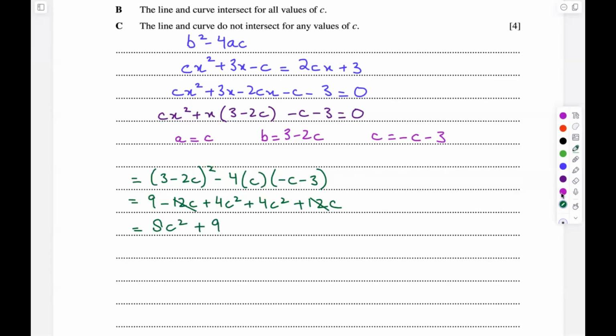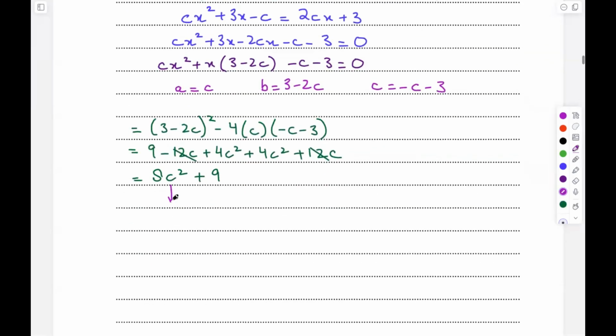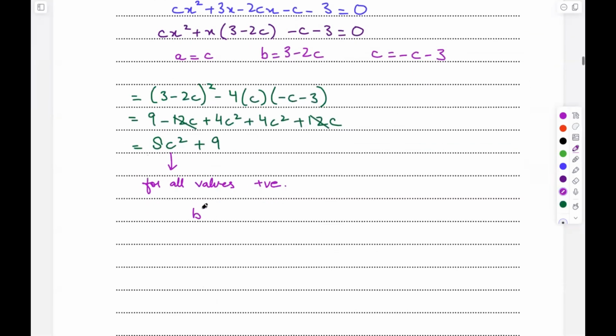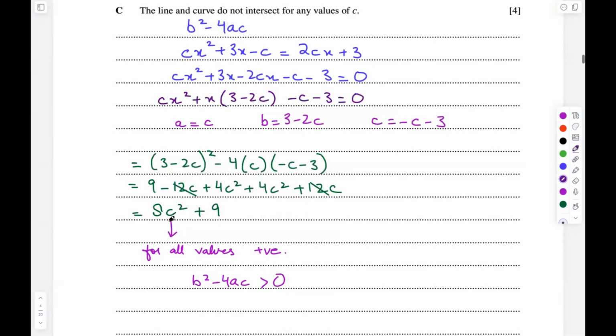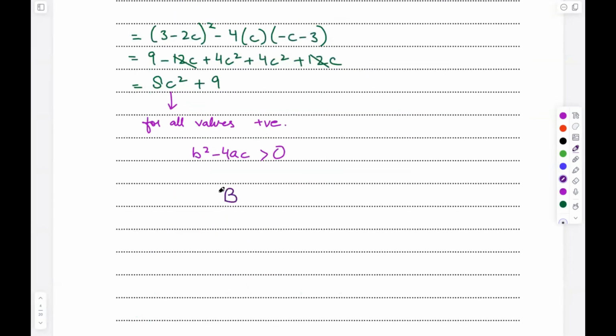So the final answer will become 8c squared + 9. Now for all values of c, this will always be positive, which means that b squared minus 4ac is greater than 0. So the answer will be that they intersect for all values of c. So the answer will be B.